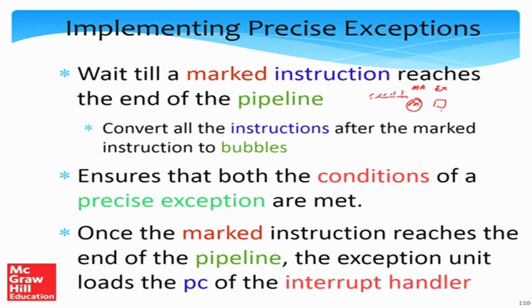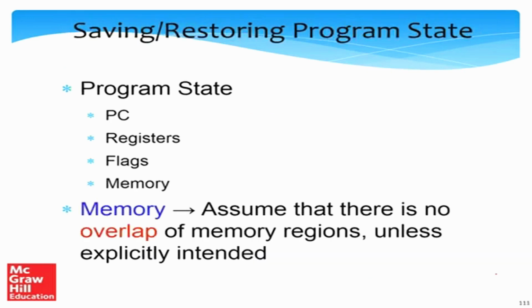So once the marked instruction reaches the end of the pipeline, the exception unit will load the PC of the interrupt handler. The exception unit is a special additional unit that we are adding. Alright, so as I said, the state of a program is its program counter, the set of all the 16 simple RISC registers, the flags register, and memory. We assume that in the case of memory, there is no overlap of memory regions between the program and the interrupt handler unless explicitly intended. So let's assume that memory for our program and memory for the interrupt handler is separate. So this is all the state that we are talking about.